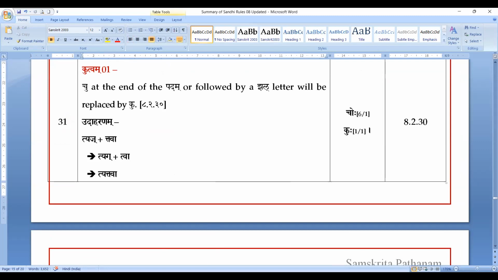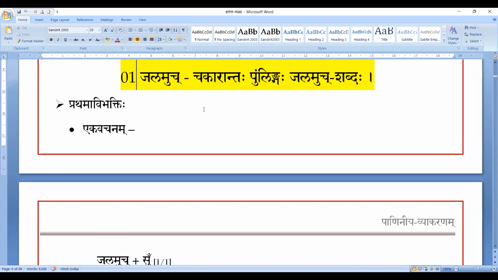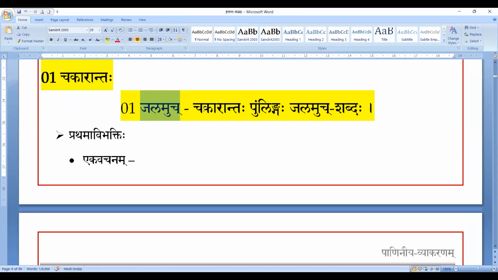Let us take, one minute, I will take the Shabda. Okay, here you see. I take the example of one Subanta to explain this: Jalamuch. You see my screen? Chakaranta Shabda. You can refer to your Shabda Manjari also, and you can take this as homework also. Many Chakaranta Shabdas I can give you as homework.